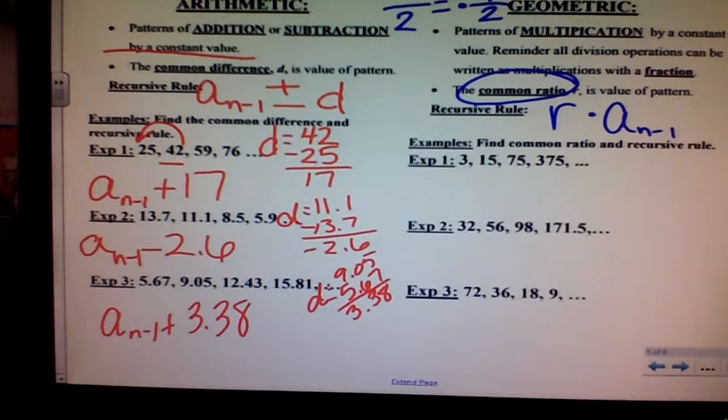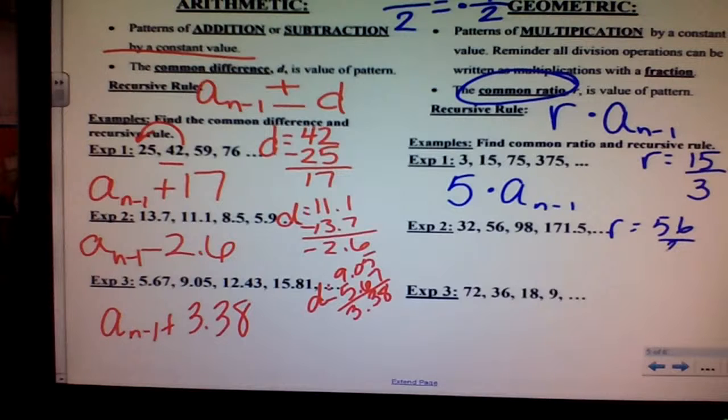Just like there was an easy way to find your D value, I can find R by taking 15 divided by 3. And that gives me 5. So my equation is 5 times A sub n minus 1. That's going to help you out when you get to problems like 2 and 3 here. Because it's really easy to see that you multiply by 5 in example 1. But when I get to example 2, that's not an easy number to multiply by. So again, I find R by taking 56 and dividing by 32.